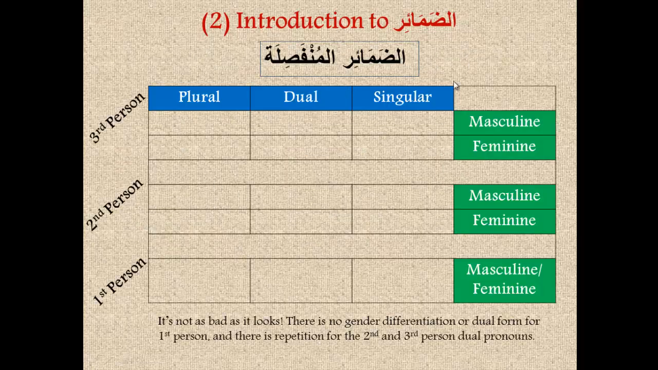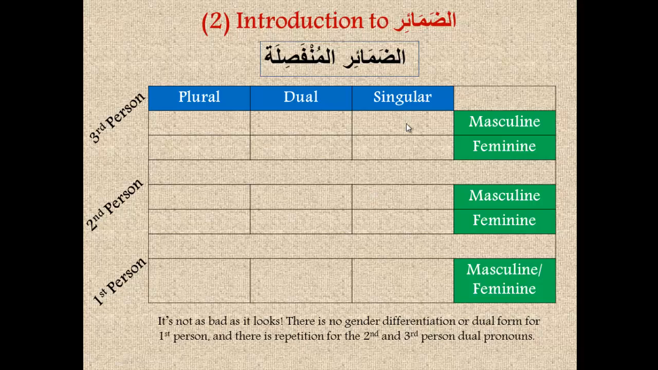So here is a chart. It's the full chart of all of the ad-Damaa'ir al-munfasila, of all the personal standalone pronouns, and I've added for you these headings on the sides to help you with the organization. So here we have person. The bottom row refers to the first person pronouns. The middle 2 rows belong to the second person, and the top 2 rows belong to the third person.